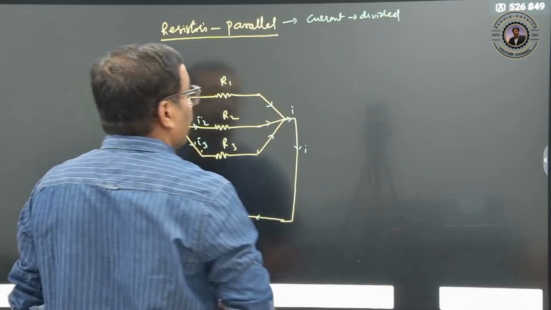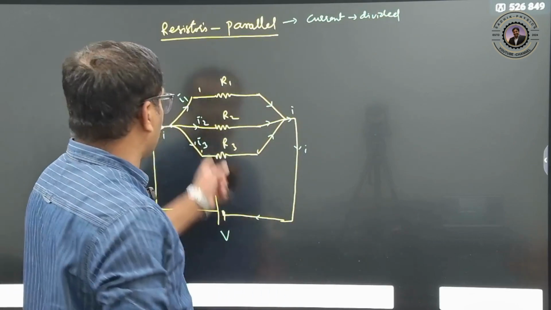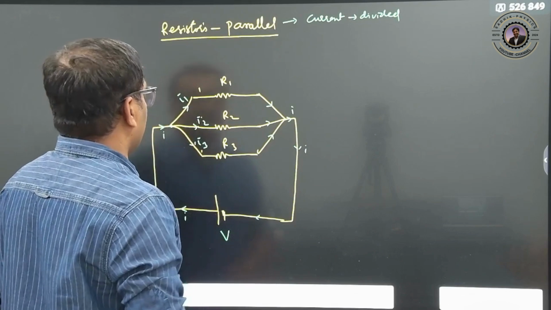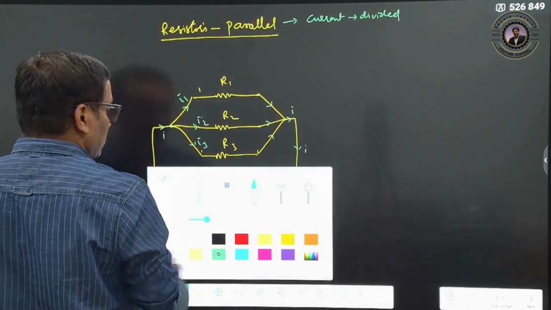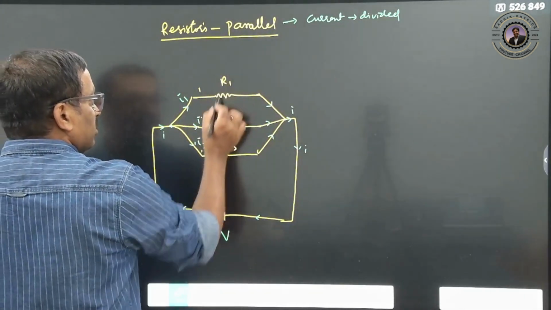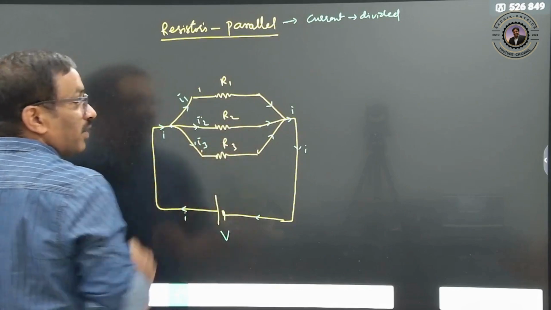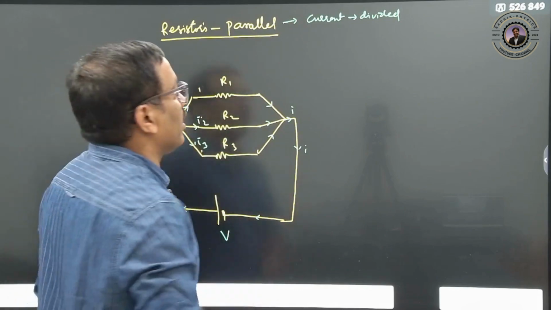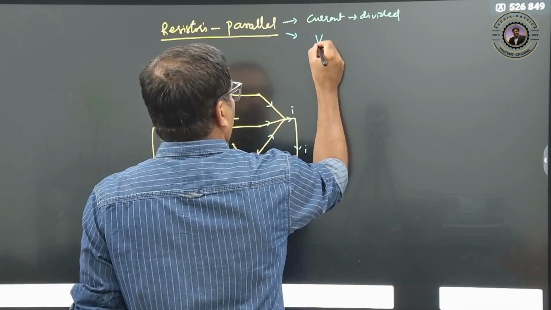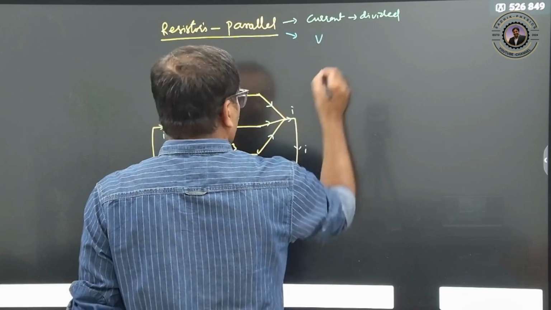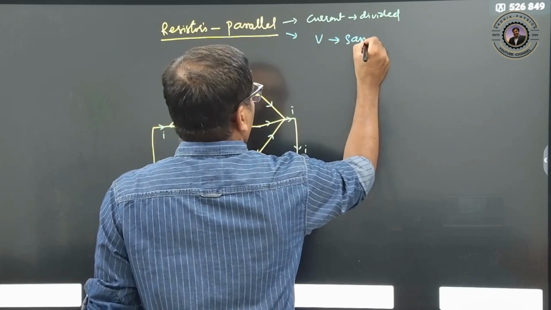Clear? So therefore the current will be divided. Here the current is getting divided now. This current will be divided in such a way that the potential difference across this one and the potential difference across this one will be the same. Therefore the current will be divided in such a way that the potential V will be the same.